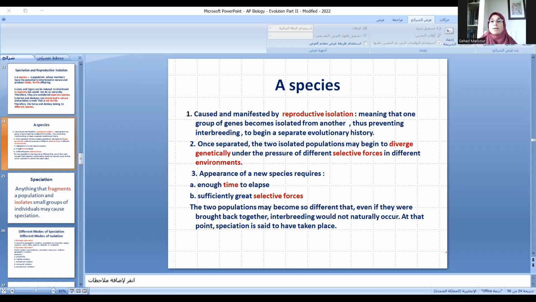Why does this lead to divergent evolution? Because everyone, the original population and the small subpopulation that was separated from it, are now in two different environments, and they are exposed to new selective pressures. So all the examples that we have mentioned in allopatric speciation and sympatric speciation are, of course, examples of divergent evolution. But we have another pattern of evolution that is convergent evolution.